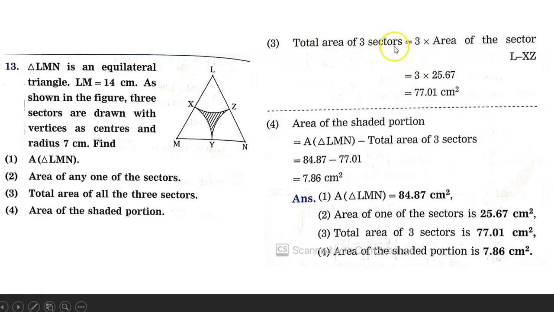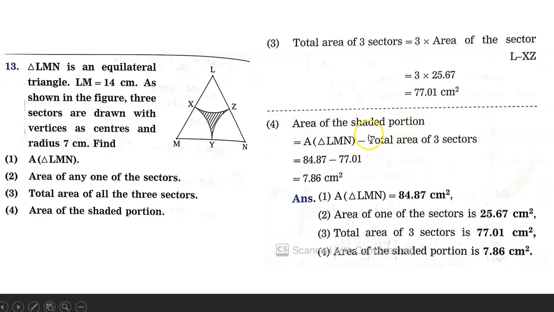Now I know the area of one sector. So the area of 3 sectors would be, this is an equilateral triangle, the radius is the same, so just multiply. 3 multiplied by the area of one sector, that is 77.01. Now the fourth part is just the shaded part. If you see the entire triangle area, I know the area of all 3 sectors. So if I subtract all 3 sectors from the triangle, what is left is the shaded part. So that is what I'm going to do.